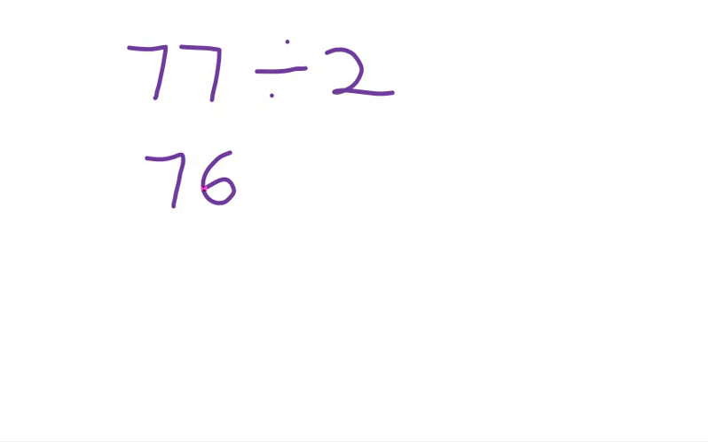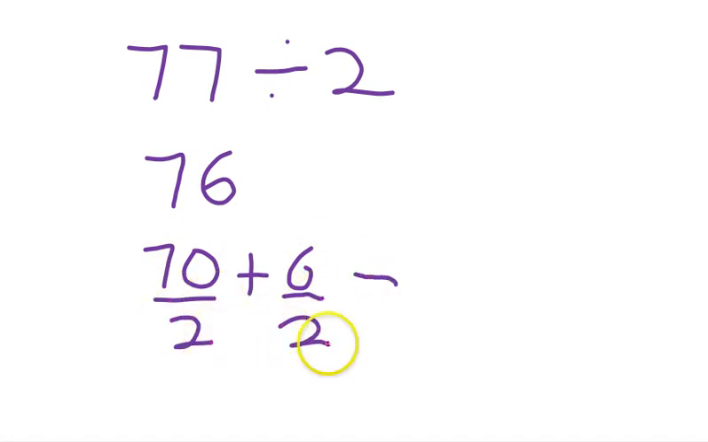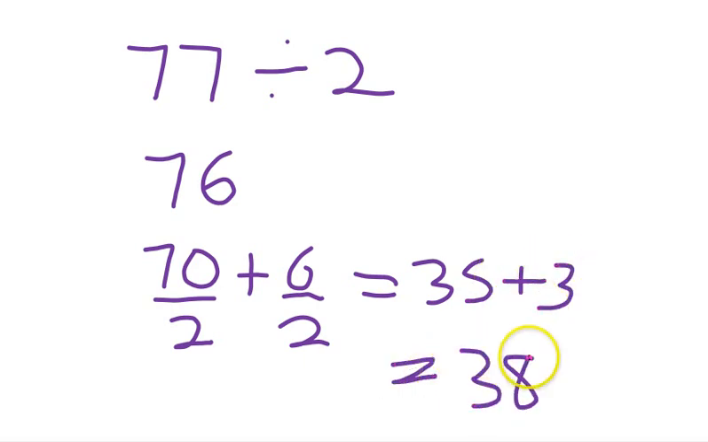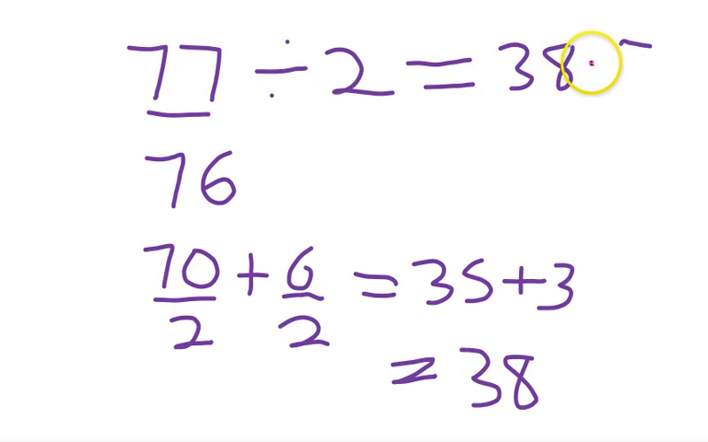Now deal with the 76, which is the same as writing 70 plus 6. And you know you can divide 70 by 2 and 6 also by 2. Now 70 divided by 2 will give you 35. 6 divided by 2 will give you 3. So you have plus 3 here. And the result will give you 38 if you put them together. And so finally 77 divided by 2 will be 38. Because it's an odd number, you use a 0.5. And so the answer becomes 38.5.